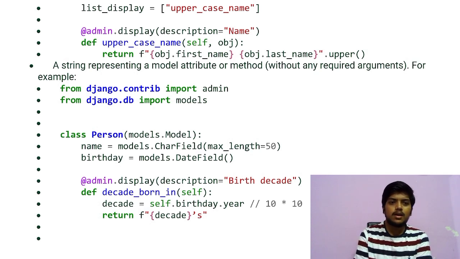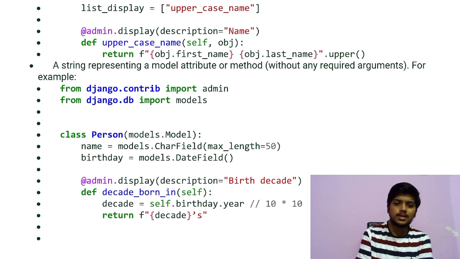list_display can also be a function, such as upper_case_name with @admin.display(description='Name'), a string representing a model attribute or method without any required arguments. For example: from django.contrib import admin, from django.db import models. class Person(models.Model): name = models.CharField(max_length=50); birthday = models.DateField(). @admin.display(description='Birth decade').